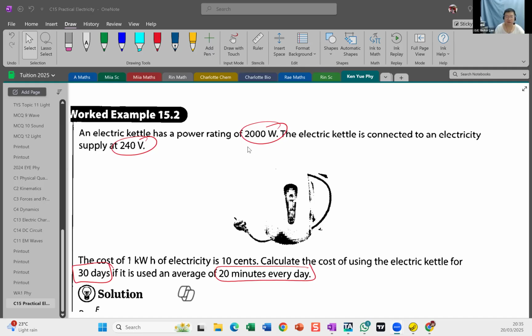Okay, so I have an electric kettle of 2000 watts, using 240 volts. I use this for 30 days, every day 20 minutes. So how many kilowatt hours of energy is that? You look for kilowatt, you look for hour, you multiply together. That's my answer.